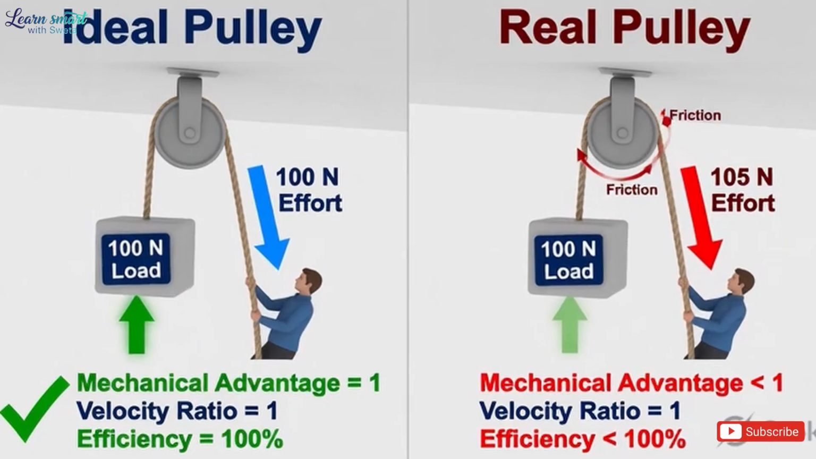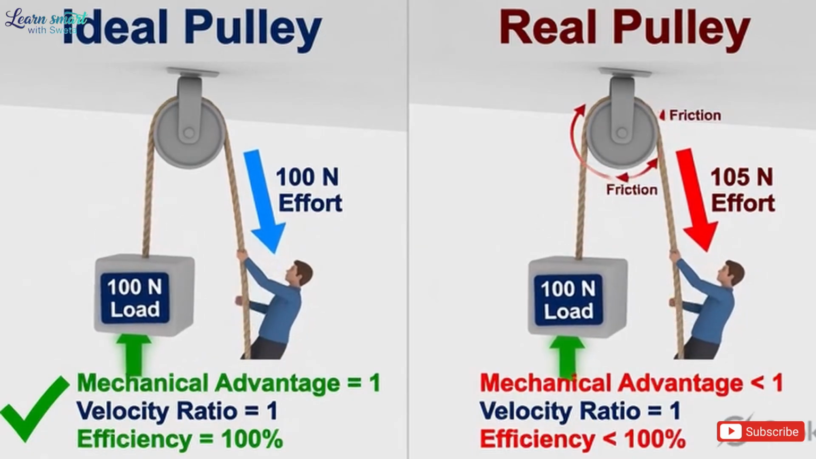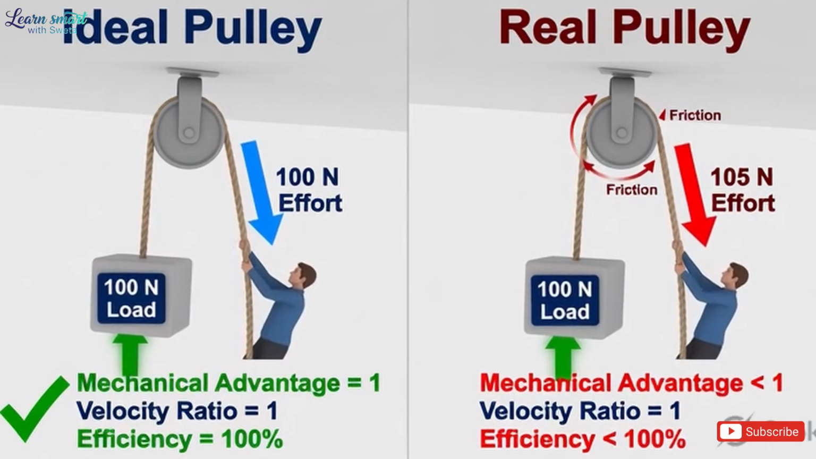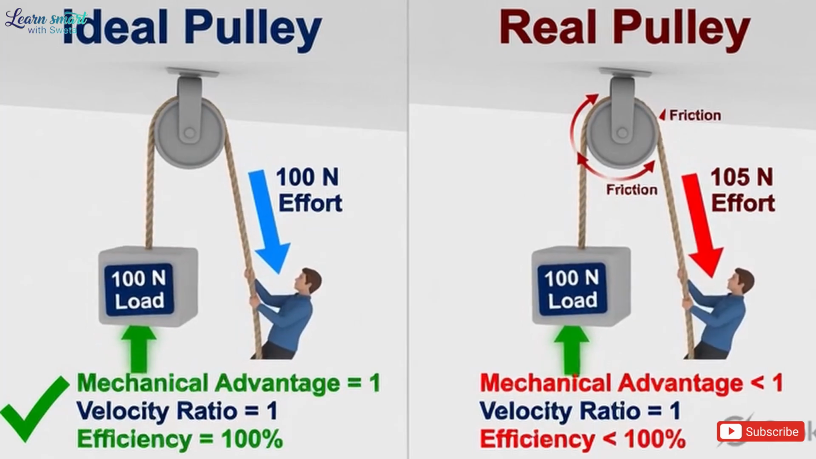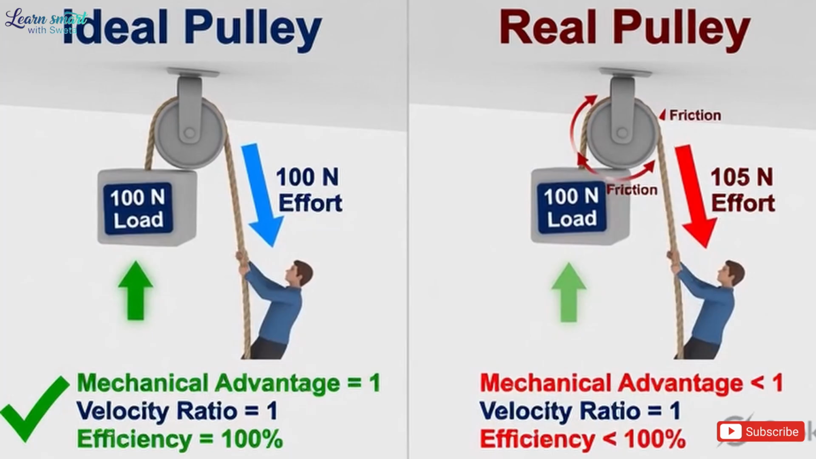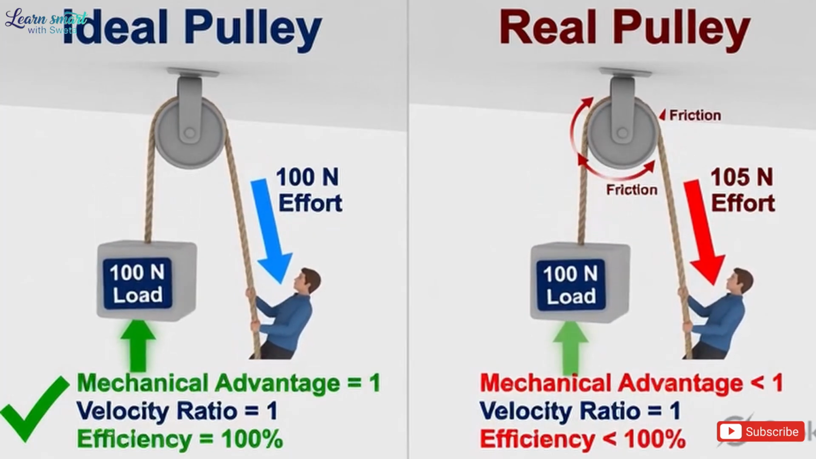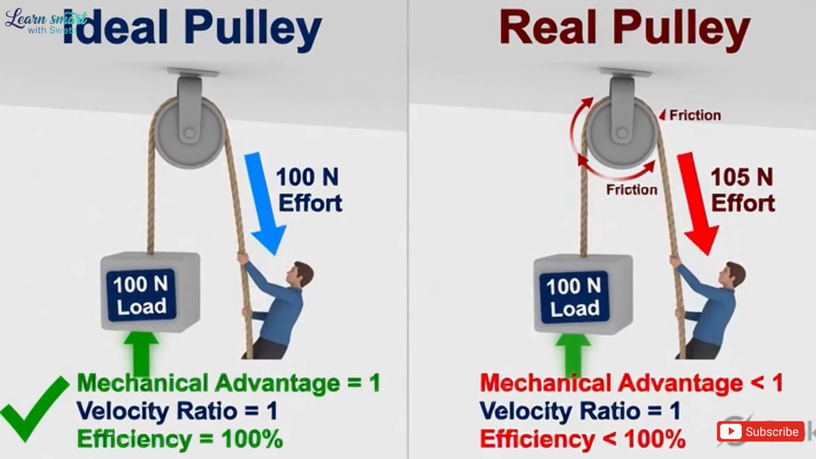But real life is different. There is friction at the axle and in the pulley bearings. Because of this, the effort required becomes slightly greater than the load. So, mechanical advantage becomes less than 1. But velocity ratio remains 1. And therefore, efficiency becomes less than 100%.